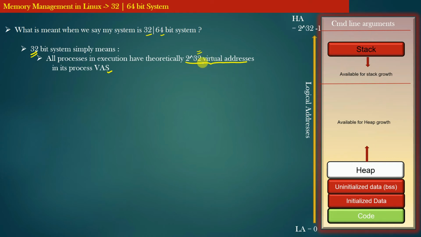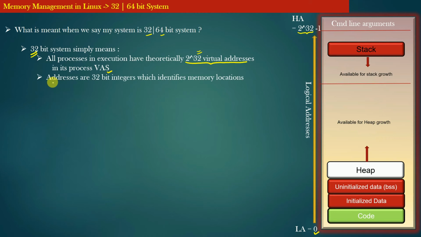Now, every byte has an address. So how many virtual addresses will be there in the process virtual address space? There will be 2 raised to the power 32 virtual addresses or logical addresses. So if we assume that the lowest logical address of a process is 0, then the highest logical address is going to be 2 raised to the power 32 minus 1.